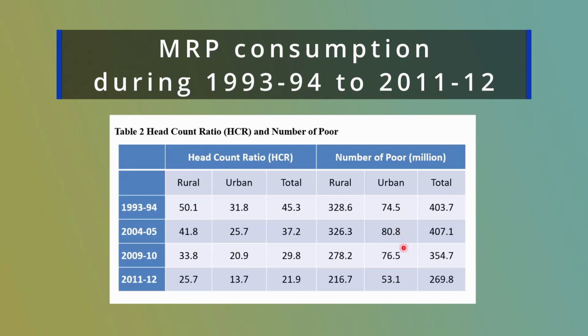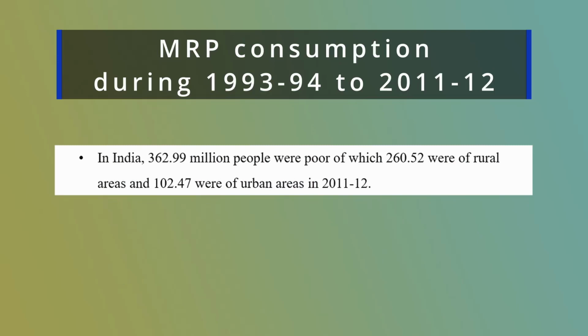If we consider the urban areas, the number of poor, which was 74.5 million in 93-94, increased to 80.8 million in 2004-05. But thereafter, it decreased to 76.5 million in 2009-10 and 53.1 million in 2011-12. That is, after 2004-05, there was a decreasing trend of the number of urban poor in our country. Whereas in case of rural India, the number of poor gradually decreased from 328.6 million to 216.7 million during this period.